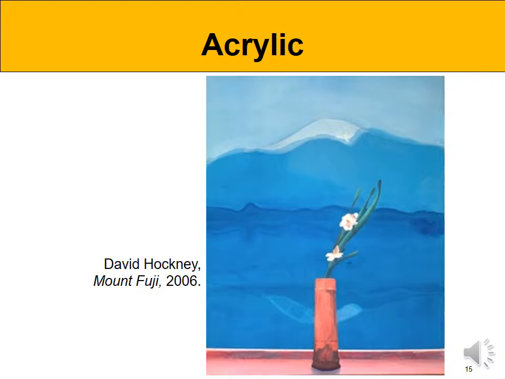David Hockney uses acrylic in 2 different ways here in this painting, Mount Fuji. In the background, he puts the paint on in a wash technique, and on the vase and flower in the foreground, he uses an impasto technique.